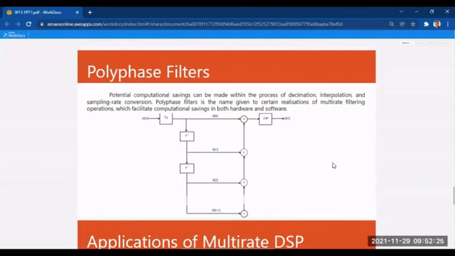Next, we have polyphase filters. Potential computational savings can be made within the process of decimation, interpolation, and sampling rate conversion. Polyphase filters is the name given to certain realizations of multi-rate filtering operations, which facilitate computational savings on both hardware and software. An example is the combined low-pass filter and sampling rate converter as illustrated in this figure.